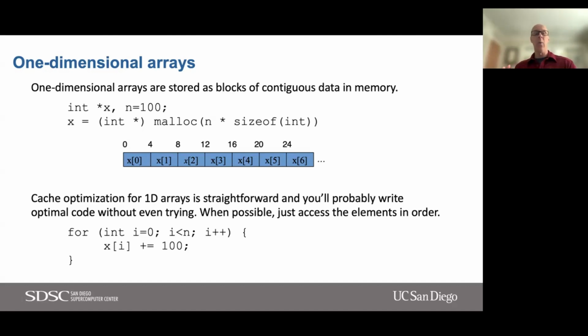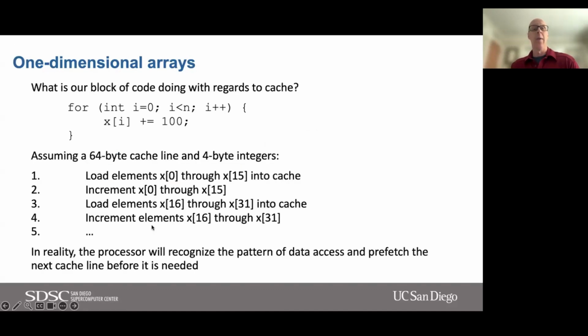So if we're working with 1D arrays, cache optimization is going to be straightforward, and you're probably going to write optimal code without even trying. When possible, just access those elements in order. In this little snippet of C code, we're showing a loop where we're taking each of the elements of the array x and we're incrementing it by 100. So what's going on when we execute this code regards cache?